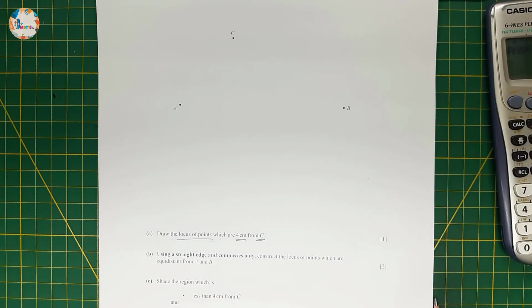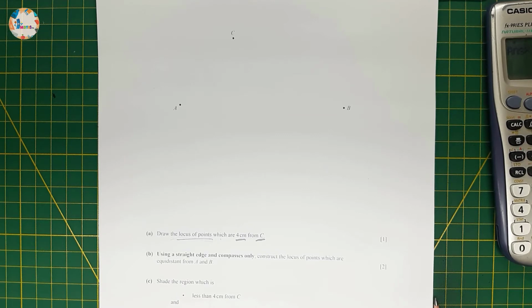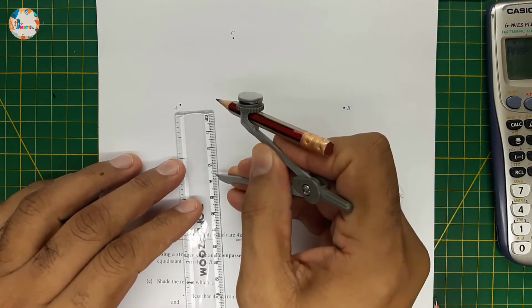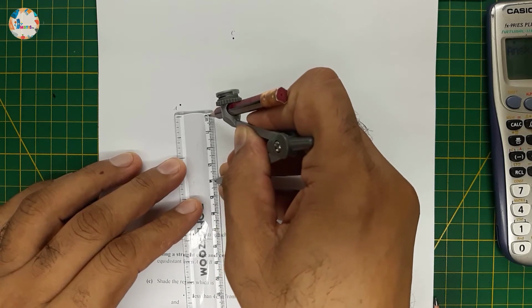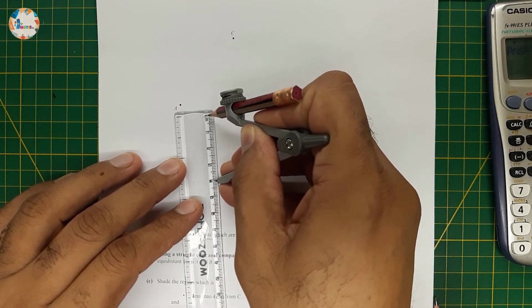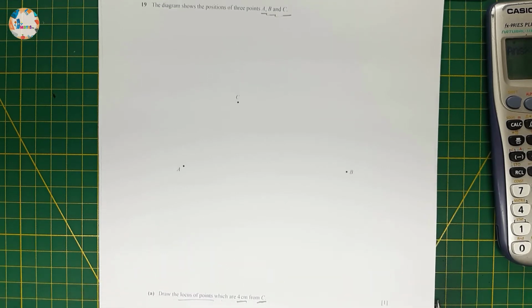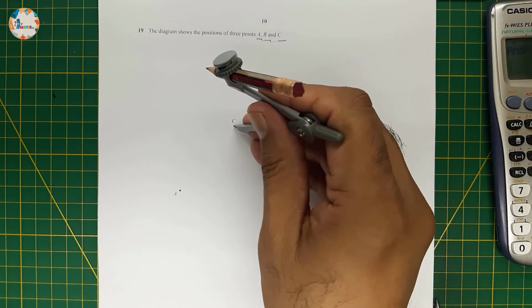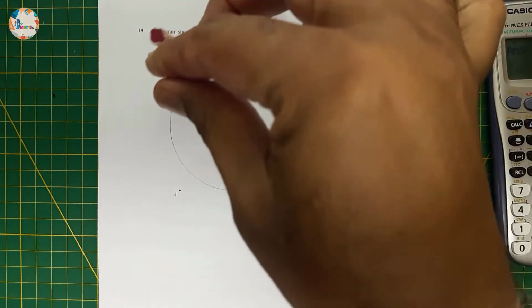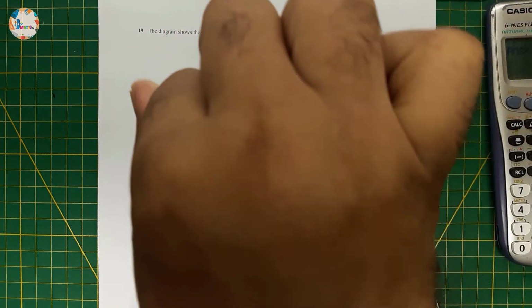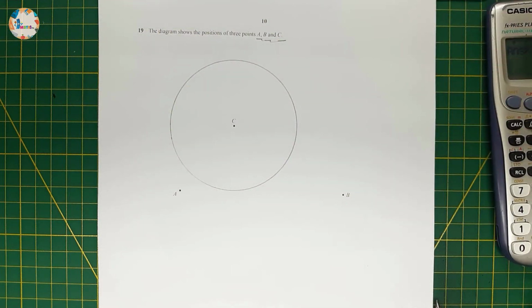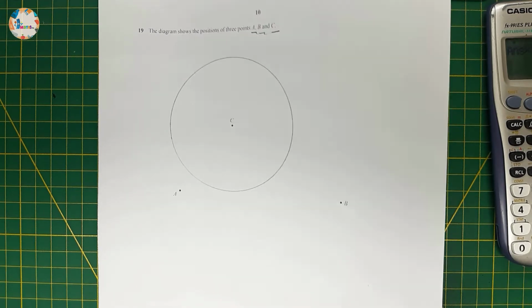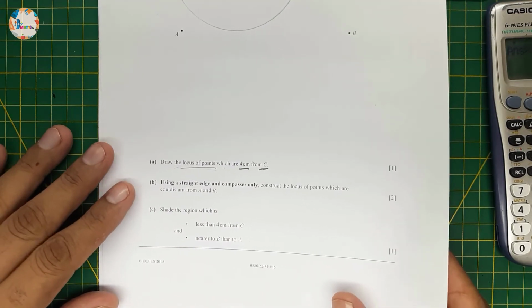So locus of the point is always a circle, and this is 4 centimeter. So we'll open the compass up to 4 centimeter, and after opening this compass 4 centimeter, we will go to the C and put your compass here, make location and draw a nice circle like this one. And after that, next step they are saying use a straight edge.